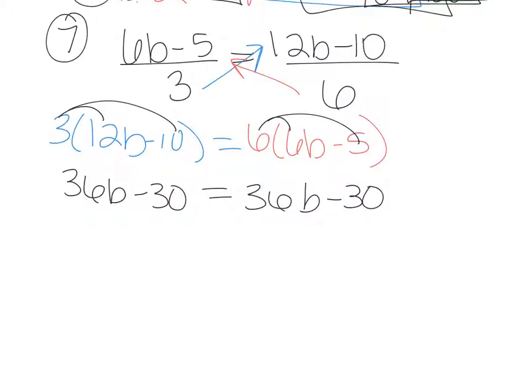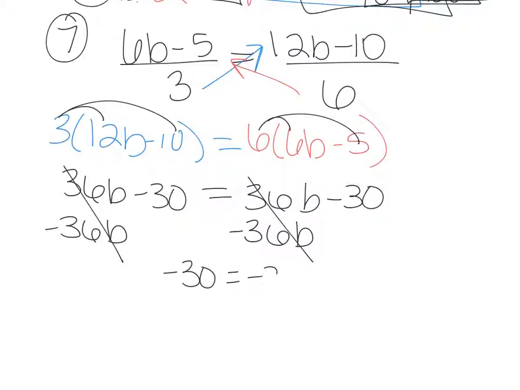I have b's on both sides of my equal sign. How would you get them in one place? Okay, subtract 36b from both sides. What happens? My b's cancel out, which is important, but what's more important? What am I left with? Negative 30 equals negative 30, true or false? Which means all real numbers.